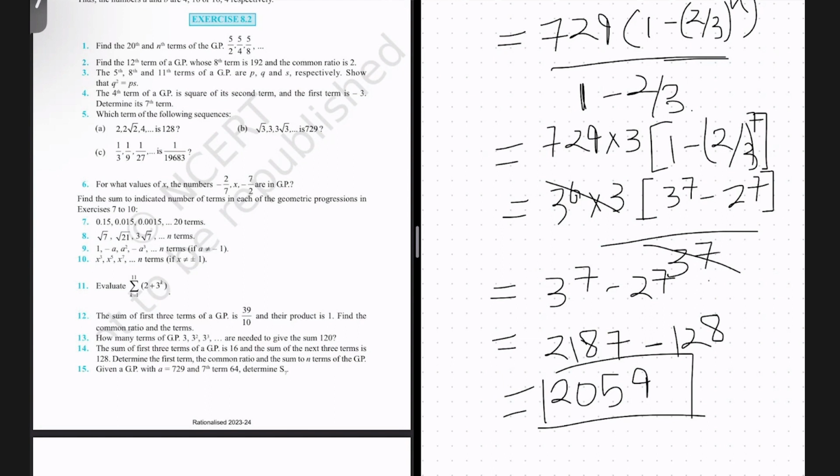So when you do have that, it's very easy to plug in the values and find out what the answer is going to be, right?